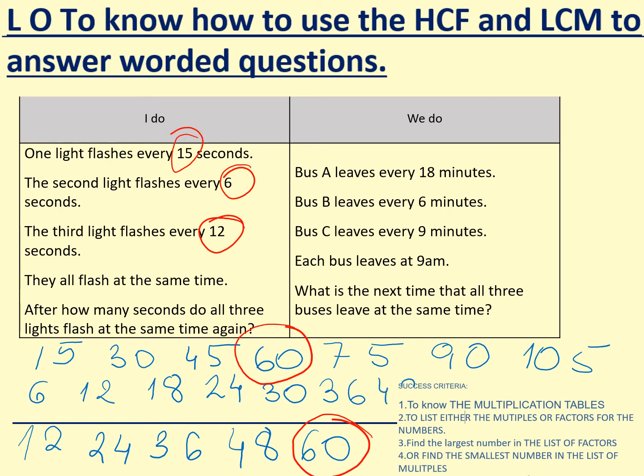I have not continued this, but it would be 42, 48, 54, and 60. So as we can see, the lowest common multiple of 15, 6, and 12 is 60. So after 60 seconds, all three lights will flash at the same time again. Okay, now pause this video and in a similar way answer the we do question.